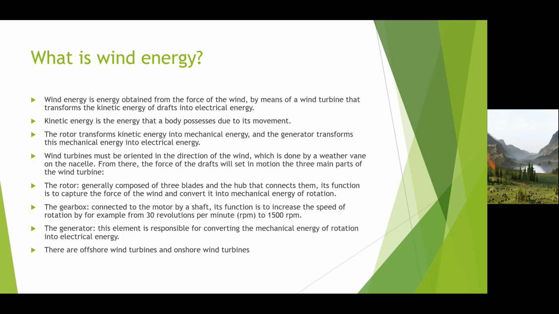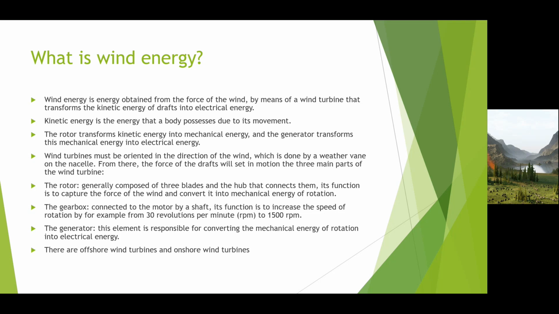Wind turbines must be oriented in the direction of the wind, which is done by a weather vane on the nacelle. From there, the force of the drafts will set in motion the three main parts of the wind turbine. The rotor, generally composed of three blades, and the hubs that connect them. Its function is to capture the force of the wind and convert it into mechanical energy of rotation.